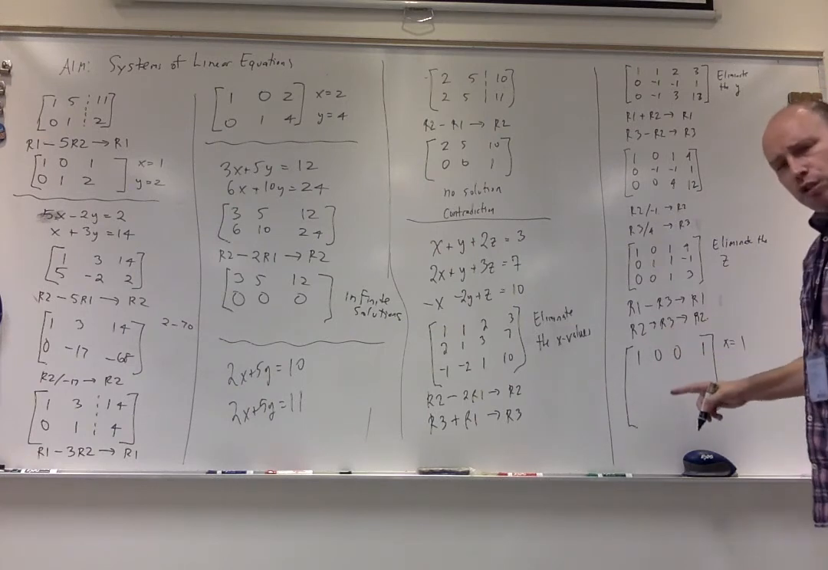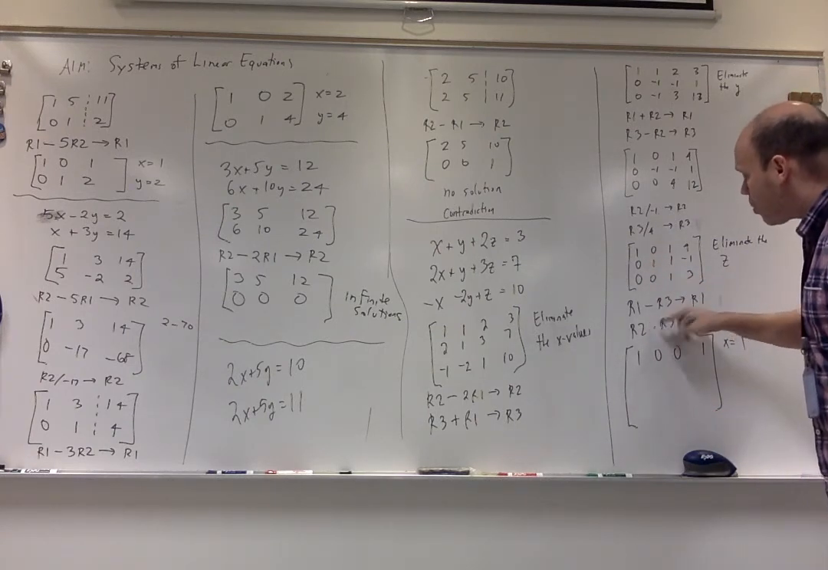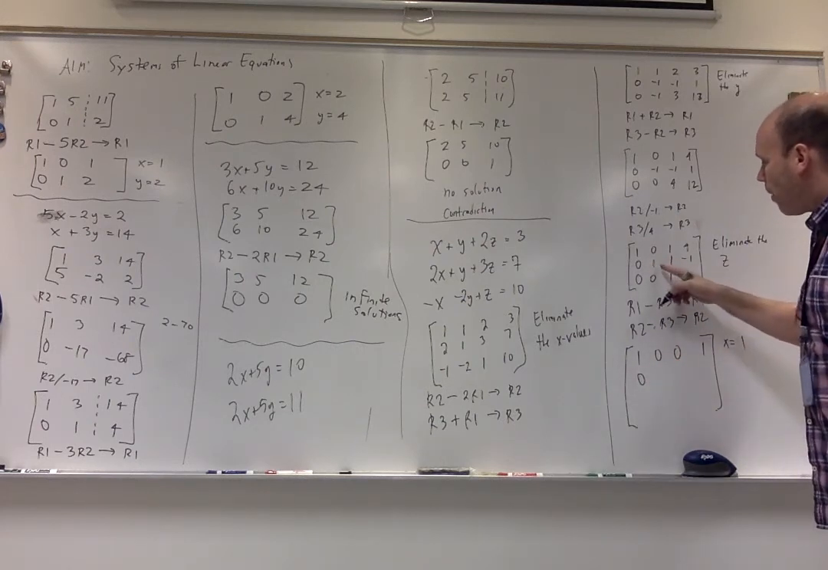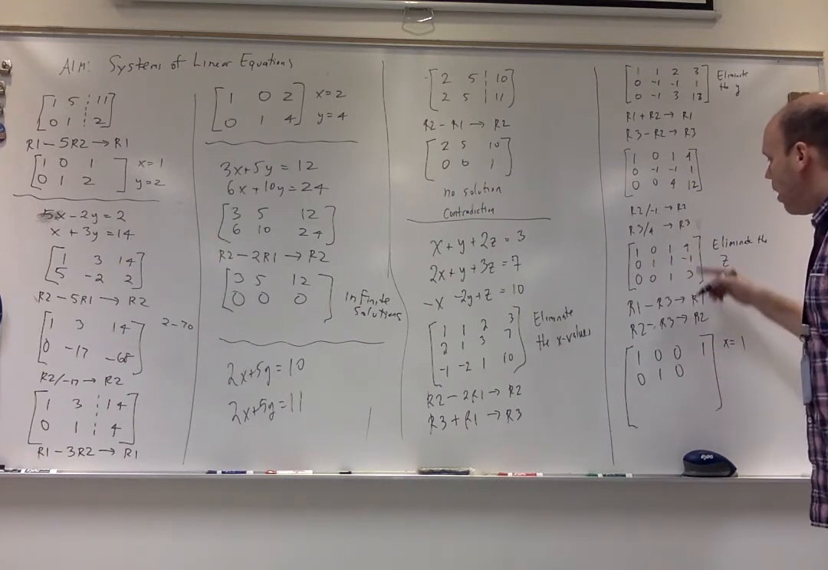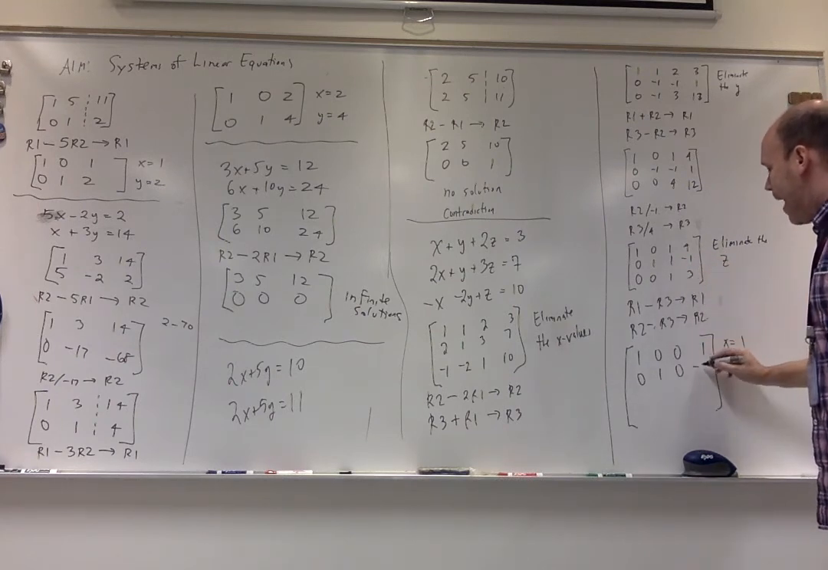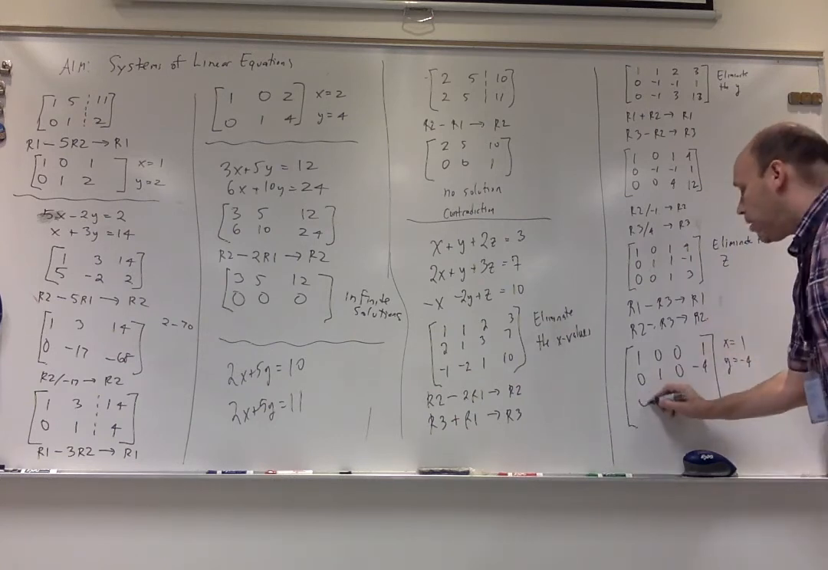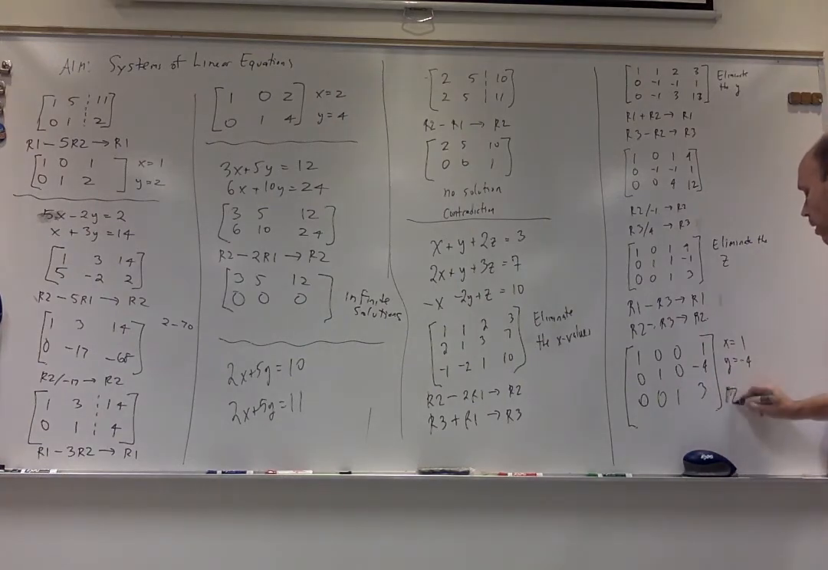Now, what were my instructions for row 2? 0 minus 0? I'm sorry, this was a minus, right? 0 minus 0? 0. 1 minus 0? 1. 1 minus 1? 0. Negative 1 minus 3, negative 4, y equals negative 4. And then 0, 0, 1, 3, z equals 3.